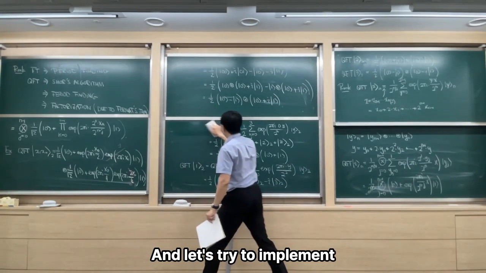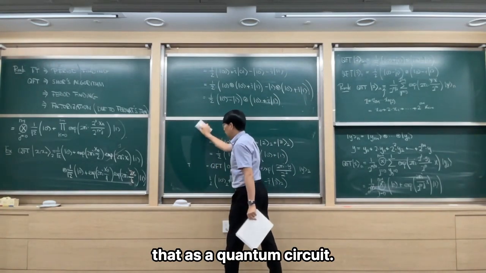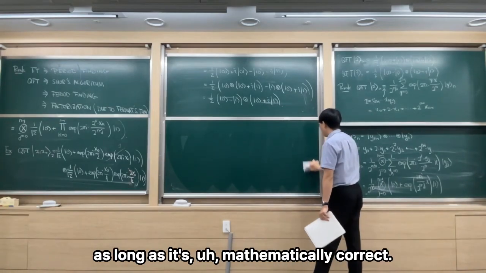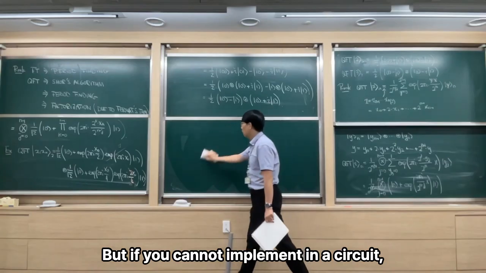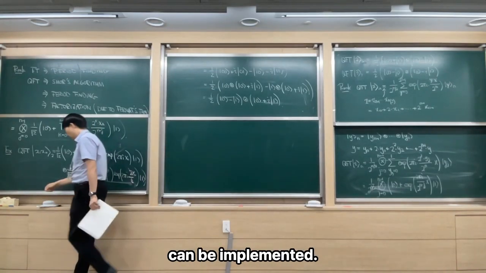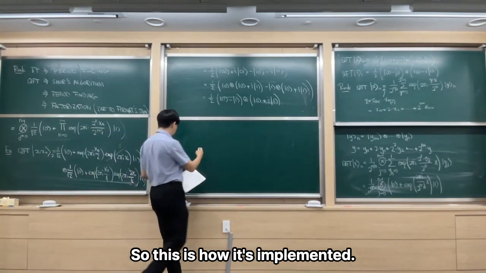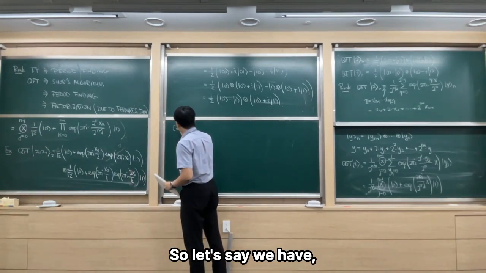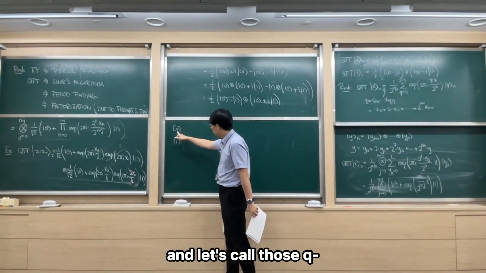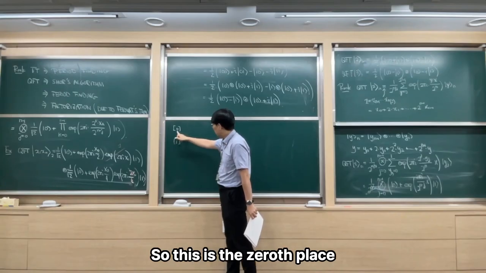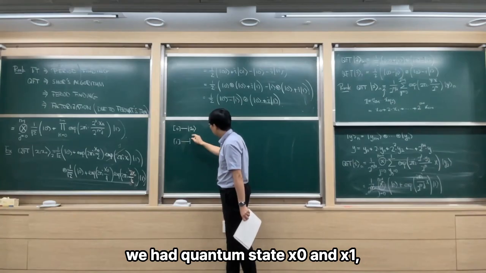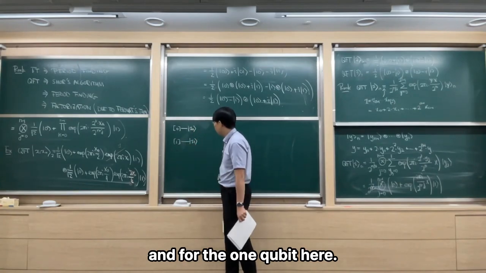And let's try to implement that as a quantum circuit. So you can make any quantum gate, imaginary quantum gate, as long as it's mathematically correct. But if you cannot implement it in a circuit, it's useless. But quantum Fourier transform can be implemented. So this is how it's implemented. So let's say we have 2 quantum registers, because we are dealing with 2-qubit state. And let's call the 0 qubit and 1 qubit. So this is the 0th place and first place qubit. So in the 0th place, we had quantum state x0 and x1, and for the 1 qubit here.